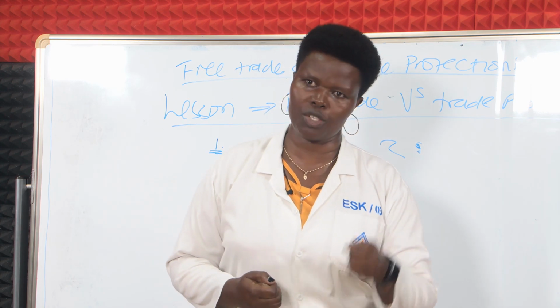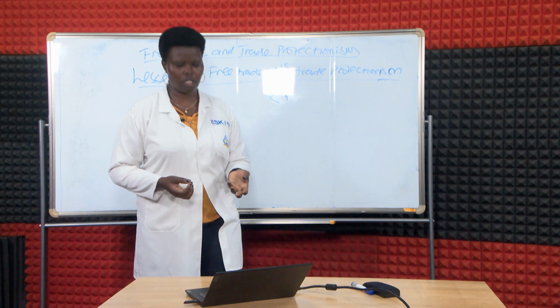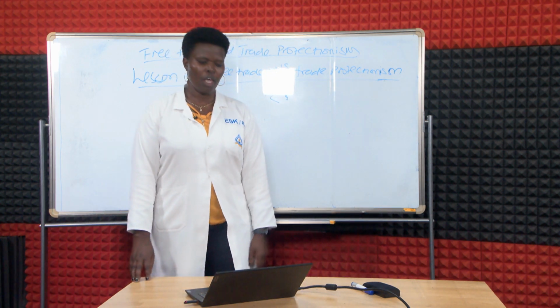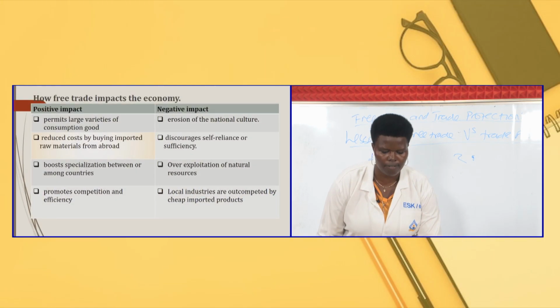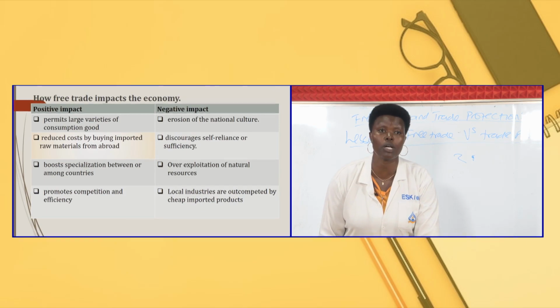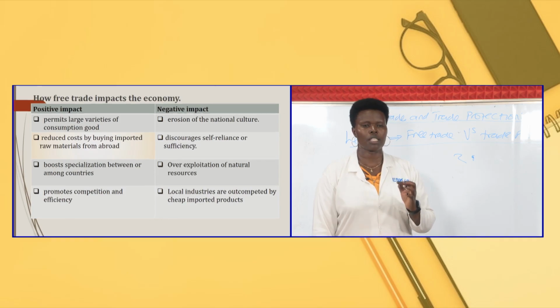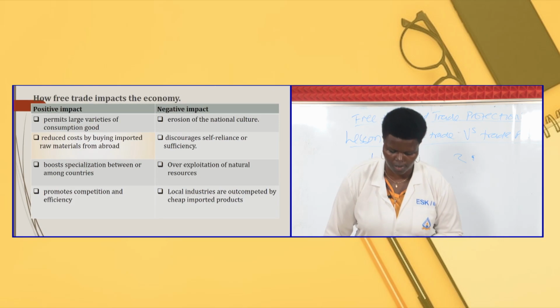When you're revising, you base on that to continue understanding the points that will be in any book that we'll be revising. Now, for example, free trade permits large varieties of consumer goods to enter into the country. That means if there are no restrictions, consumers in a given country will be availed with a variety of commodities, and that increases consumers' choice and improves their standard of living.